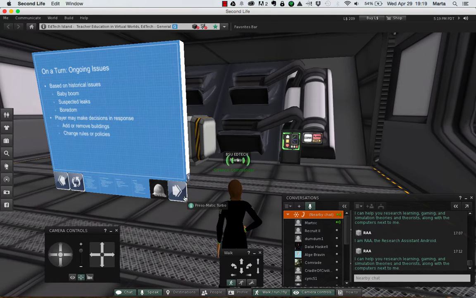There could be suspected leaks. They had some issues with people working for the project just getting bored and being more inclined to get into trouble on base or to wander into town. And so I want to create opportunities for the player to respond to those kinds of situations, either change rules for the base or add or remove buildings to try to address some of those kinds of issues.